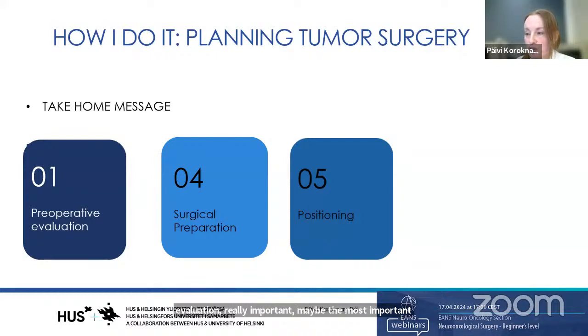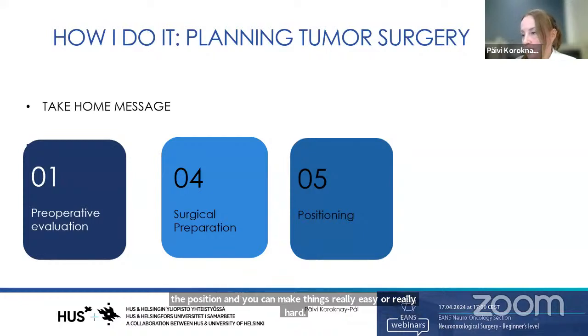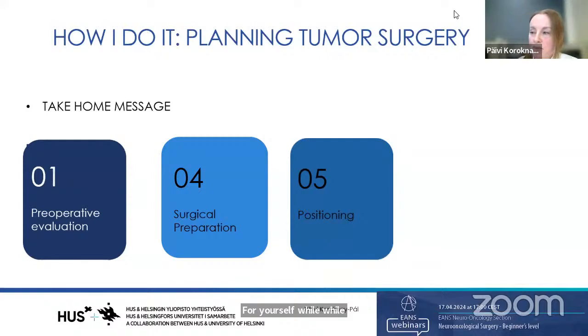You know what you're going to do. You have all the equipment you need planned, and the positioning. You can make things really easy or really hard for yourself while operating. And these all happen before the incision. So the main thing is not the tumor resection. It's something that happens beforehand. Okay, that's it. Thanks.